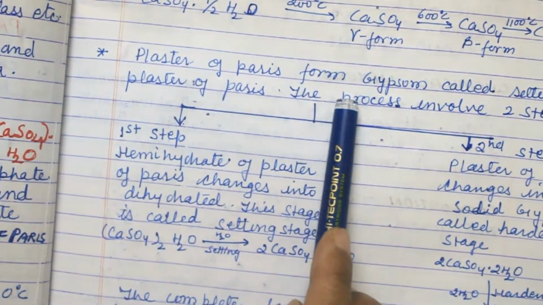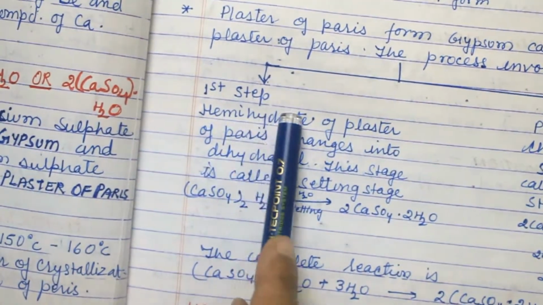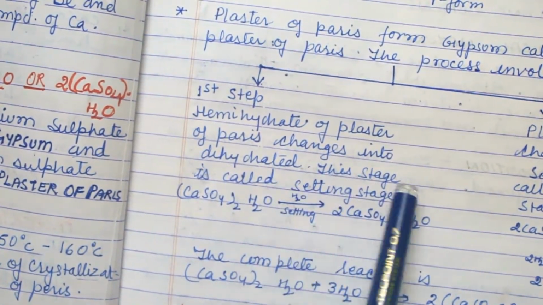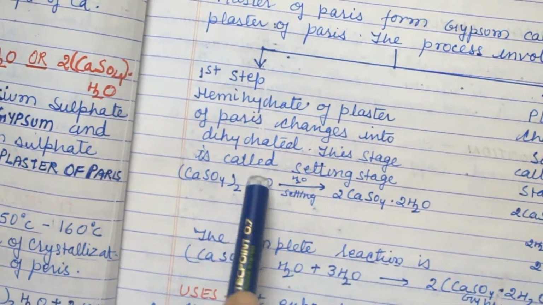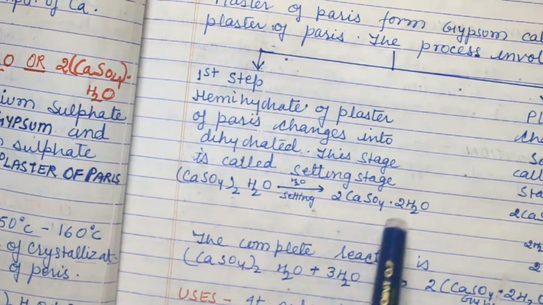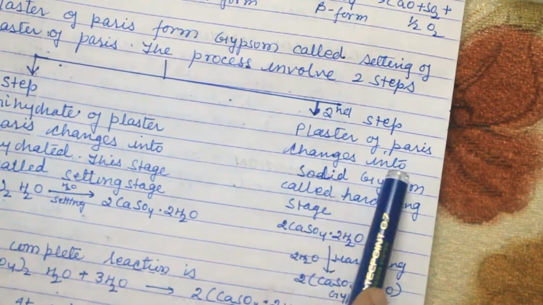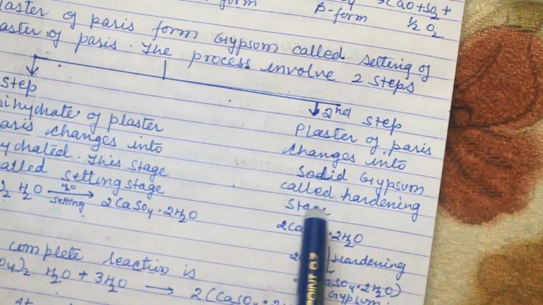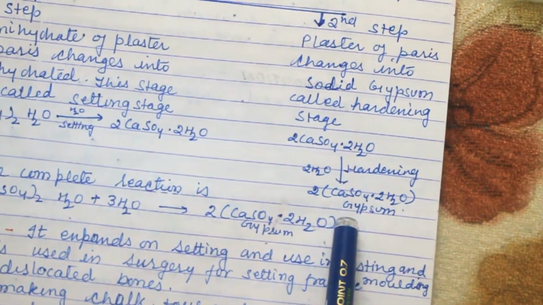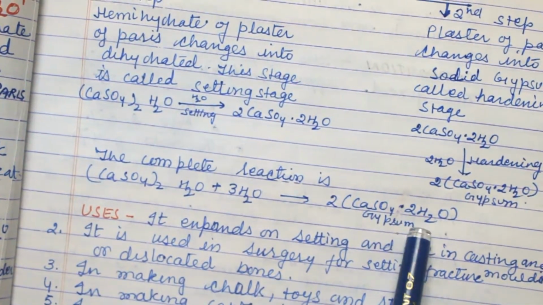Now the change of plaster of Paris to gypsum is called setting of plaster of Paris. The process involves 2 steps. In the first step, the hemihydrate of plaster of Paris changes into the dihydrate. This stage is called the setting stage. In the second step, it changes into solid gypsum, called the hardening stage. This is the plaster of Paris; when it goes through the hardening process, gypsum is formed. Gypsum is harder than plaster of Paris. The complete reaction is like this.